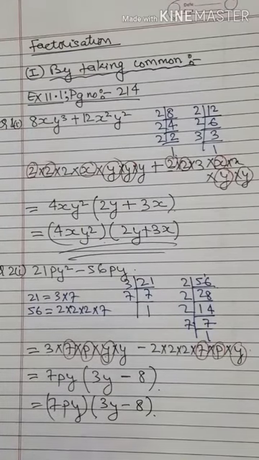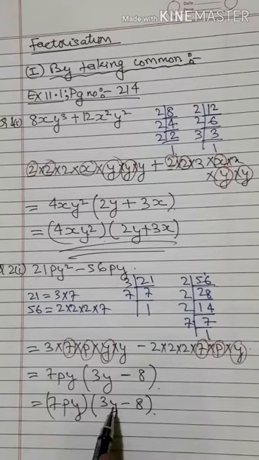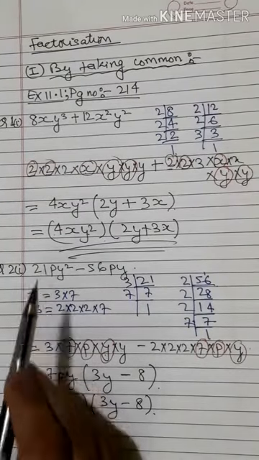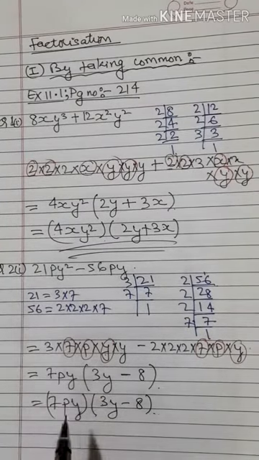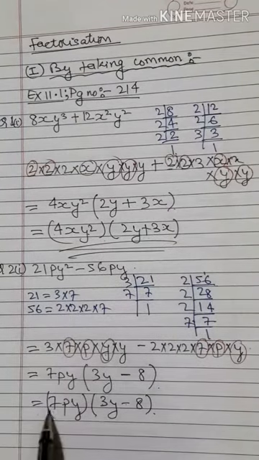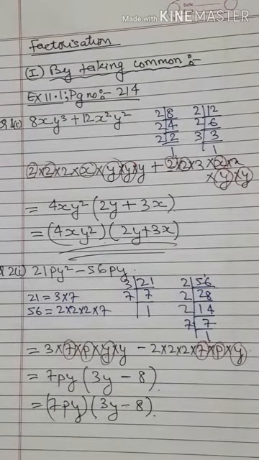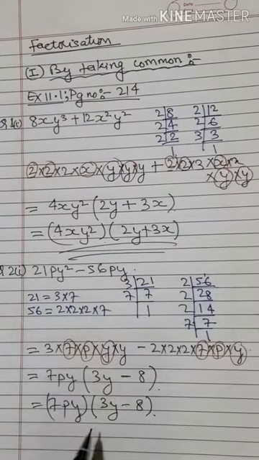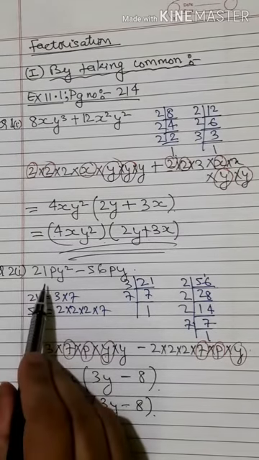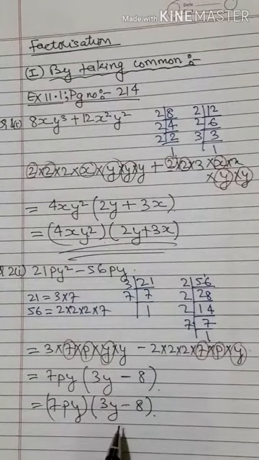Now if you want to check whether our answer is correct or not, you simply multiply both the brackets. So let us multiply 21py into y², then we have a minus 7 8s are 56py. So we have factorized our polynomial 21py² minus 56py as 7py multiplied by (3y minus 8). So this would be our final answer.